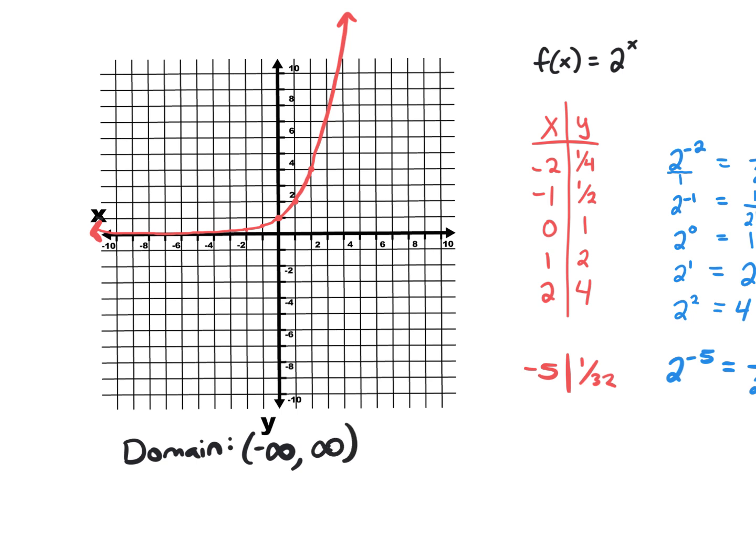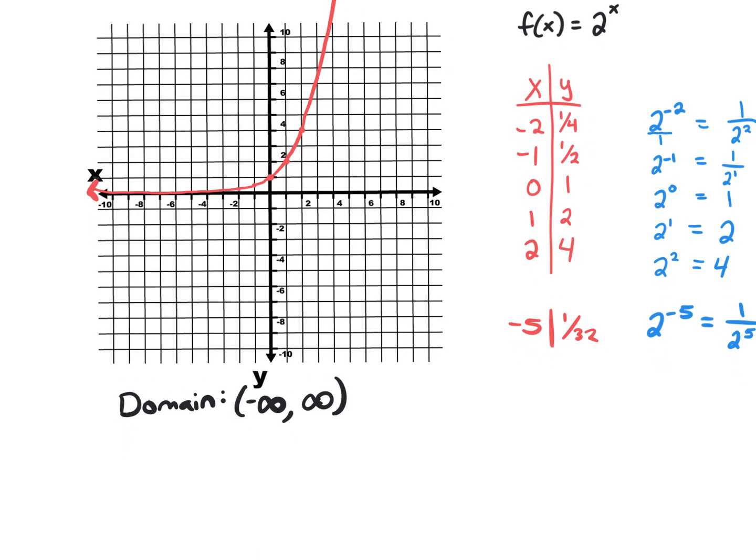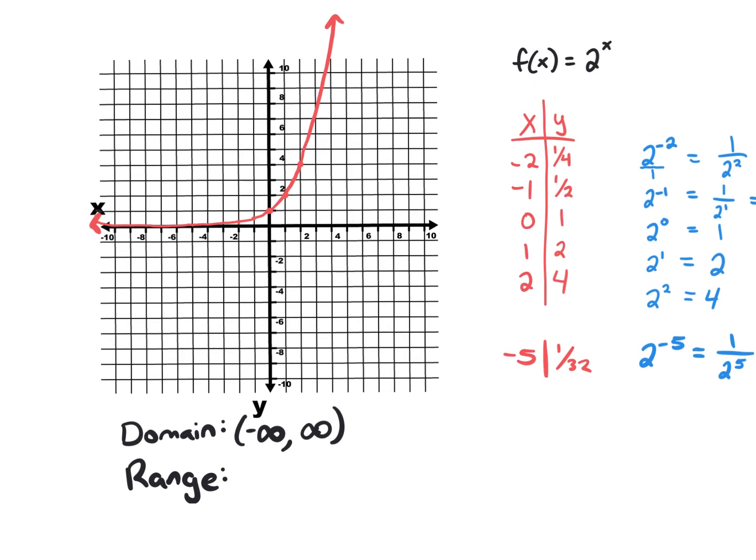Good. With domain goes range. Range, what values are we looking at? Y. So here's my y-axis. What's my smallest y value? It is 0, right? This is the farthest it goes. Do we go anywhere down here? No. So our smallest y value is 0. What's my highest y value? Infinity, because it's going to keep going, right?